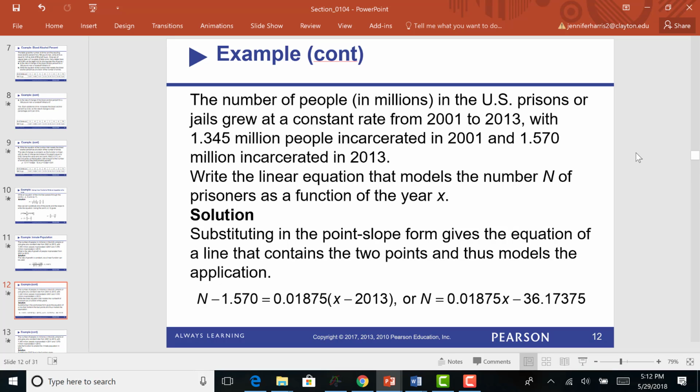Now I'm just gonna solve and get b by itself. Somebody use a calculator, tell me what this is right here. 0.01875 times 2013 is how much? 37.743375.